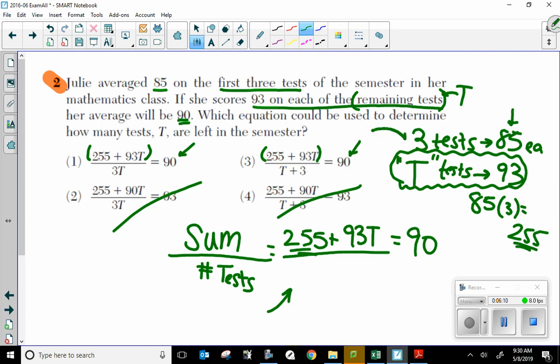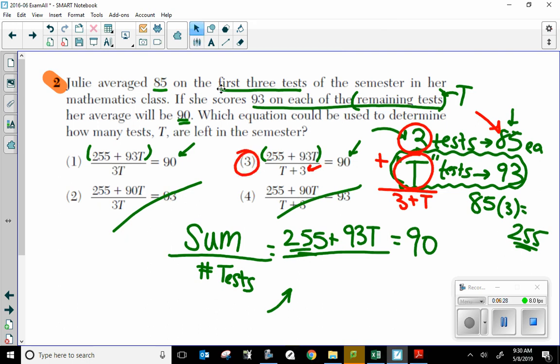I have 3 tests. I should do this in a different color. 3 tests that are 83 or 85 and t tests that are 93. If I add those two together, 3 plus t, that's just an expression, 3 plus t. Bam. Answer is choice 3.